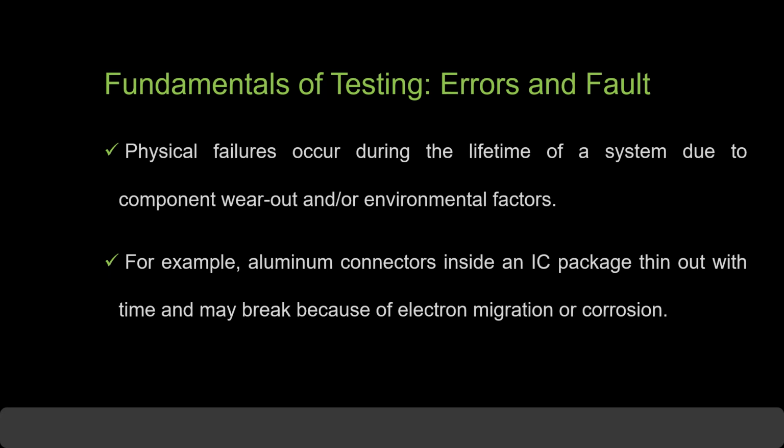Physical failures occur during the lifetime of a system due to component wear and tear. For example, the aluminum connectors inside an IC package usually thin out with time, and may break because of electron migration or corrosion. There are other environmental factors, such as temperature, humidity, and vibration, which cause the aging of components.